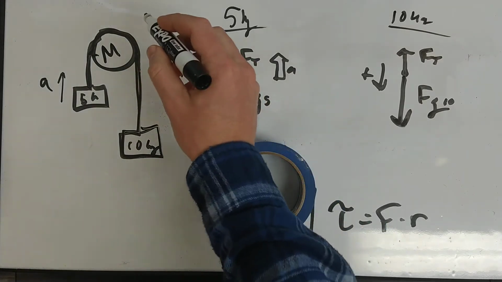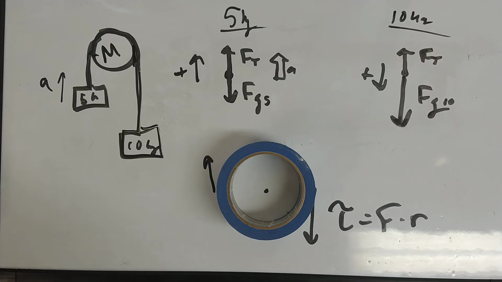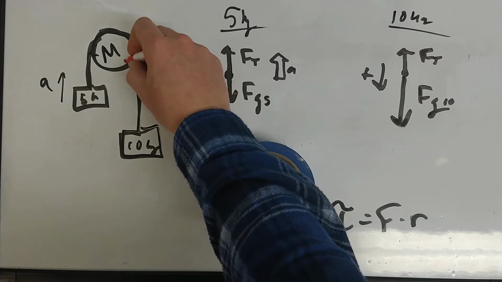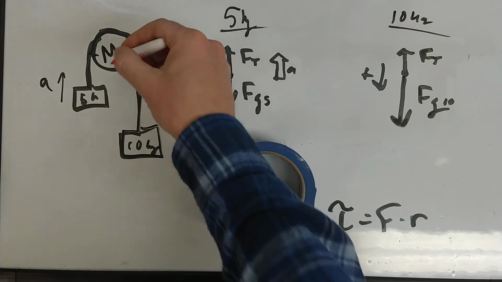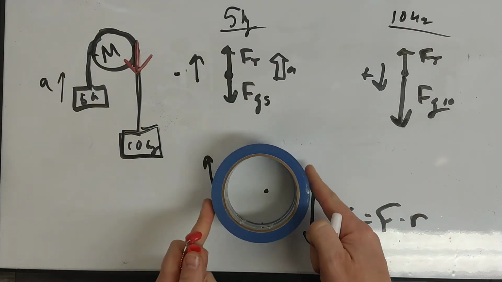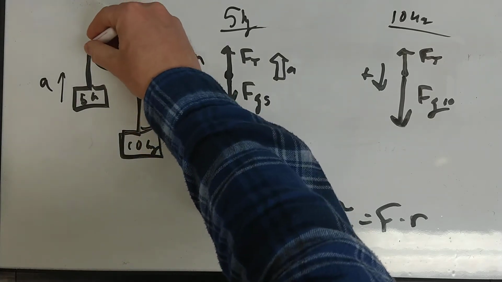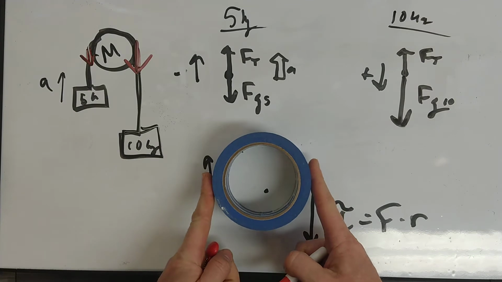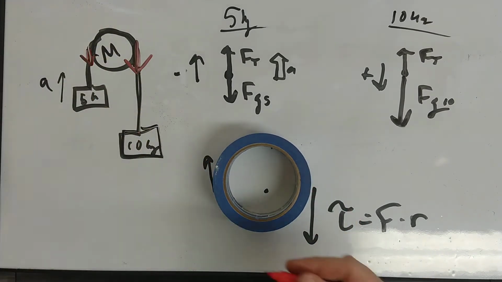If we were to zoom in here, the force of the rope on the pulley, tangent to the pulley, so this force right here, that force is rotating the pulley, just like my fingers rotating this blue tape. This one is trying to pull it this way, though. It's not helping. It's like trying to hold it back almost, so it's resisting the pulling motion.